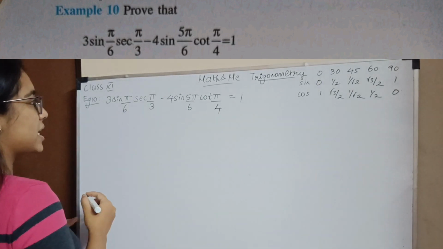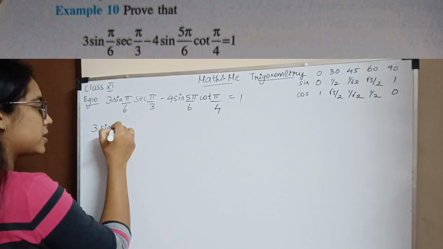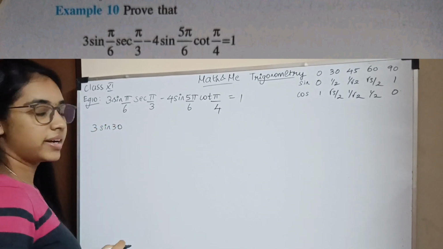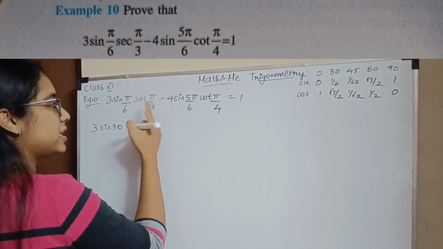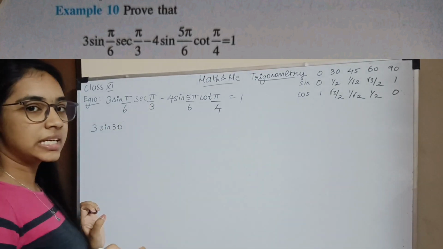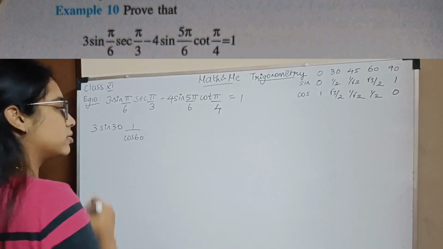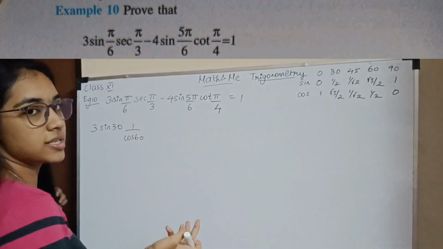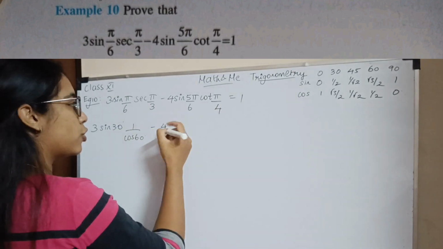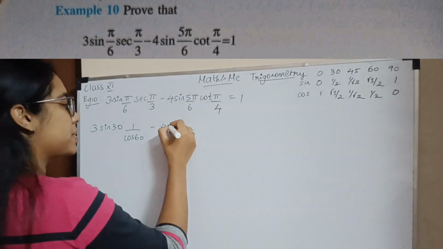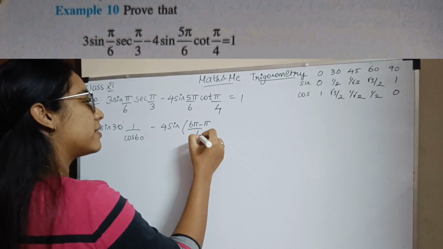So I have 3 sine pi by 6. What is my sine pi by 6? Sine of 30 degree. Pi by 6 means 180 divided by 6, which is 30 degrees. So sine 30 degree times secant pi by 3. Secant pi by 3 means secant 60 degree, which will be 1 by cos 60 degree. For simplicity, we know the sine and cos values. So I'm writing this as 1 by cos 60 minus 4 times sine 5 pi by 6. How can we take this? Sine of 6 pi minus pi divided by 6.